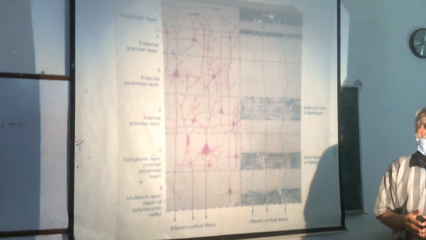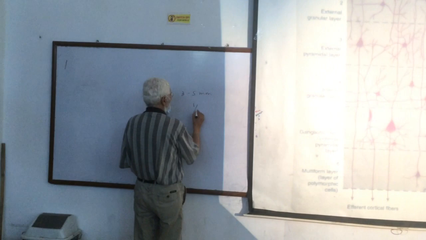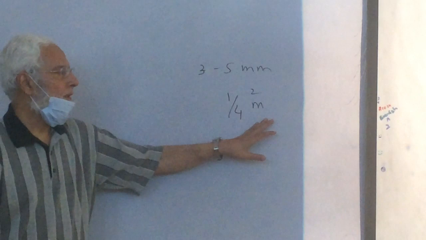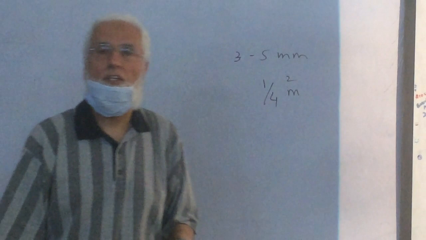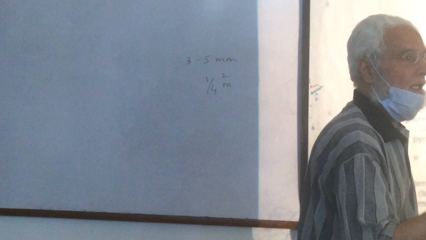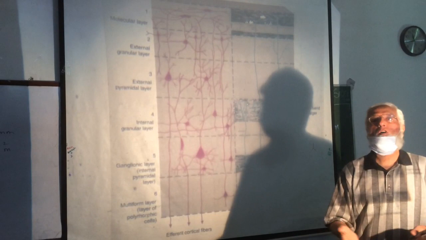The total surface area of the cerebral cortex is 1/4 meter square. The cerebral cortex is thickest at the top of the gyrus and thinnest at the bottom of the gyrus.